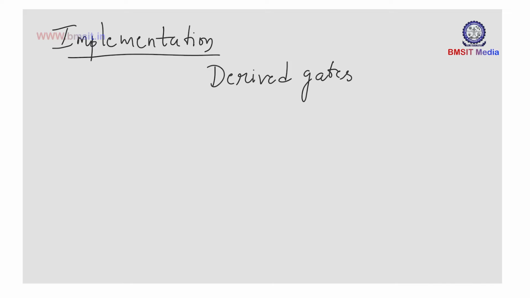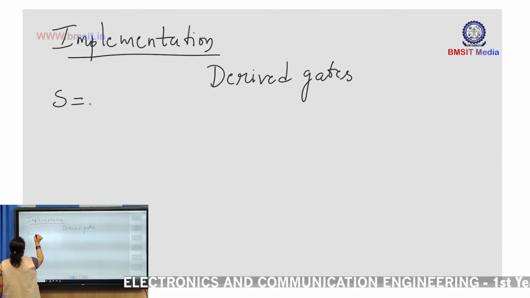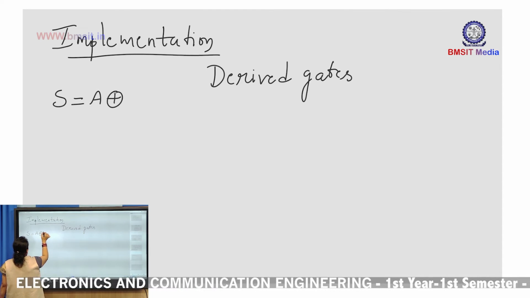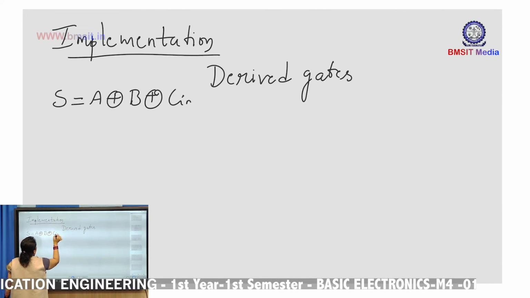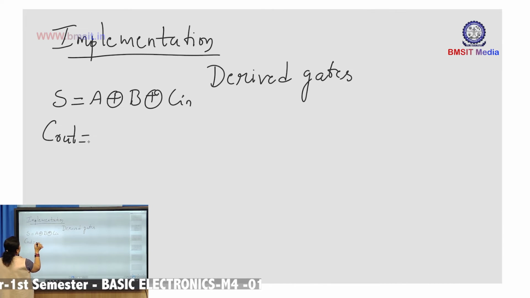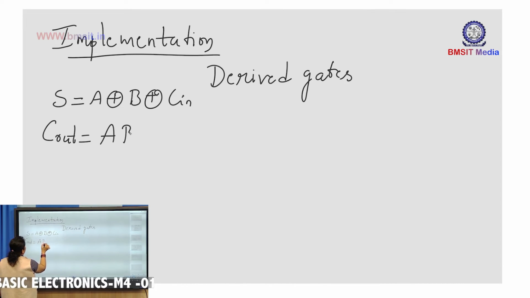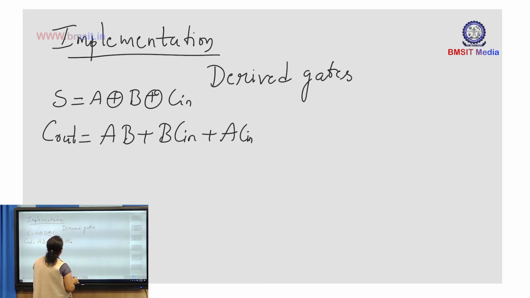So for implementation, let us recall our expressions for sum and carry. So we had what? Sum is equal to A XOR B XOR C in. Then carry out, we had simplified. So that was AB plus BC in plus AC in. Okay, so let us implement.